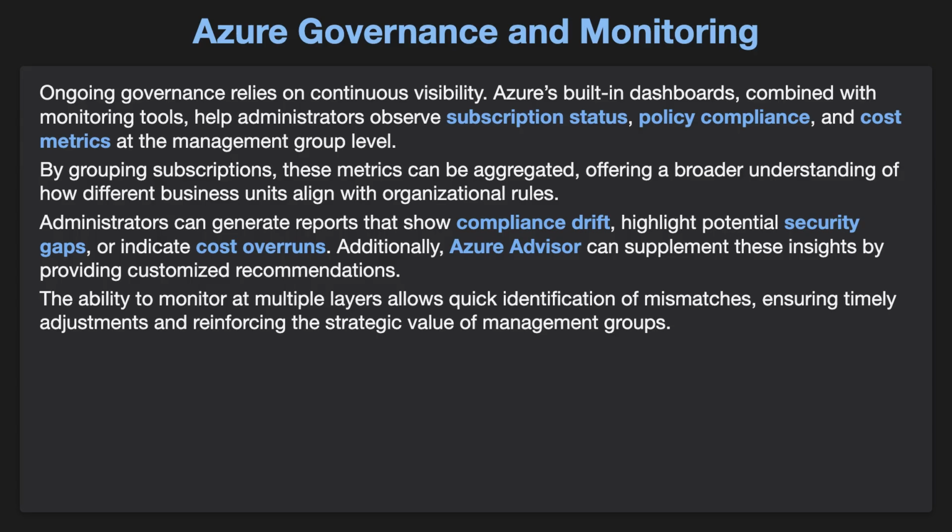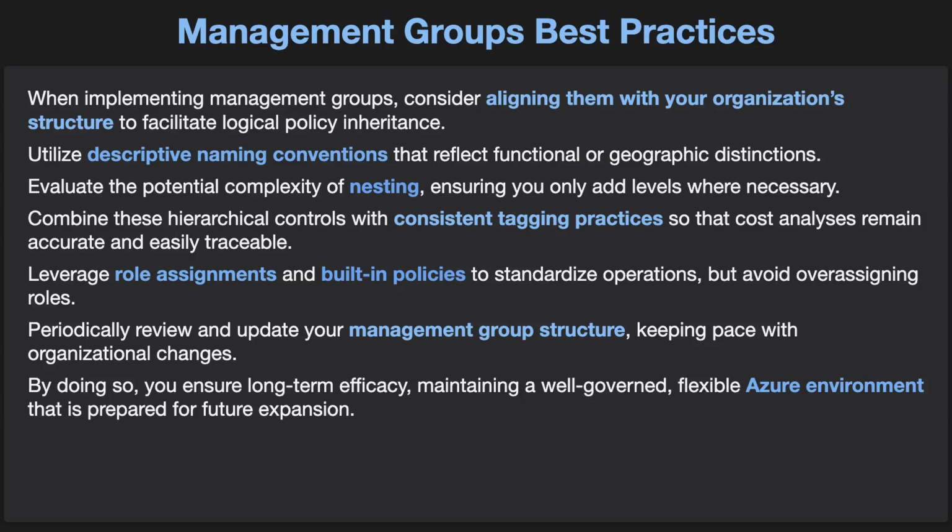When implementing management groups, consider aligning them with your organization's structure to facilitate logical policy inheritance. Utilize descriptive naming conventions that reflect functional or geographic distinctions. Evaluate the potential complexity of nesting, ensuring you only add levels where necessary. Combine these hierarchical controls with consistent tagging practices so that cost analyses remain accurate and easily traceable.